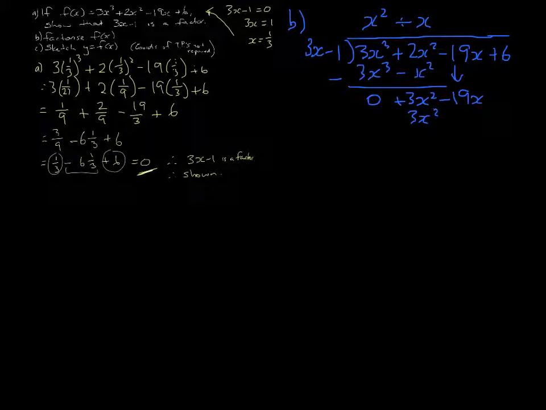And x times -1 is negative x. So then we take that away. 3x squared take away 3x squared is 0. Negative 19x take away negative x, so that's a plus, so negative 19 plus x is negative 18x. And then we bring down the 6.